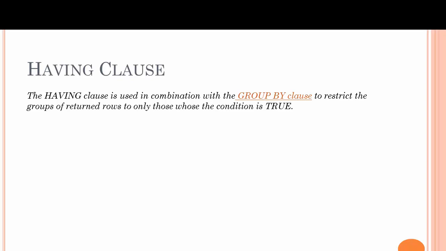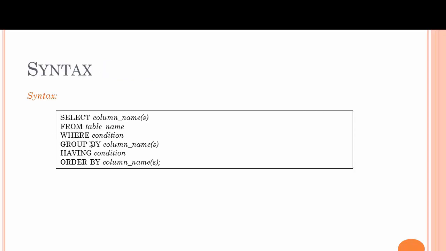Alright, so let's see the syntax of having clause. So here you can see the syntax of having clause. Select column names from table name where condition, then group by column names having condition, and then order by column names.